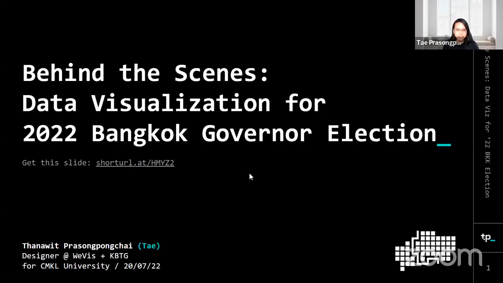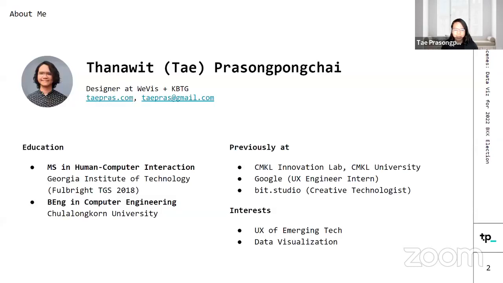So first of all, let me introduce myself. I am Thanawit. You can call me Te Prasongpongchai. And currently I'm a UX designer at WeVis and KASIKORN Business Technology Group, or KBTG. Previously, I got a master's in human-computer interaction from Georgia Tech and a bachelor in engineering in computer engineering from Chulalongkorn University. So my interests are mostly in UX of emerging technology and also data visualization as well.